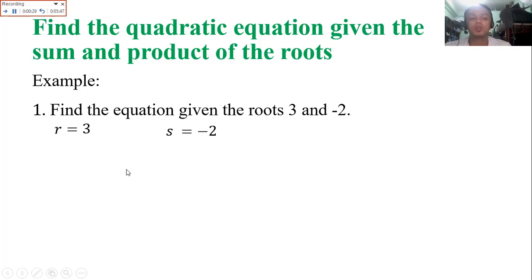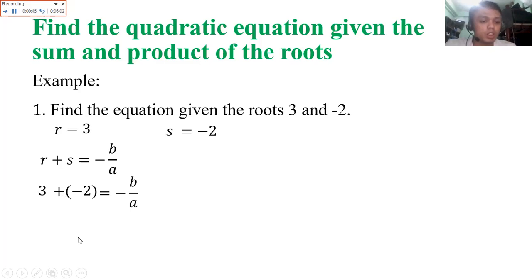Di yan mababago yung result kahit pagkapalit sila. Now, since sum of the roots ang gagamitin natin, we have r plus s equal to negative b over a. Now, your r is 3, your s is negative 2, equal to negative b over a. 3 plus negative 2, that is 1, equal to negative b over a. Para matanggal yung negative sign, we will multiply both sides by negative 1.